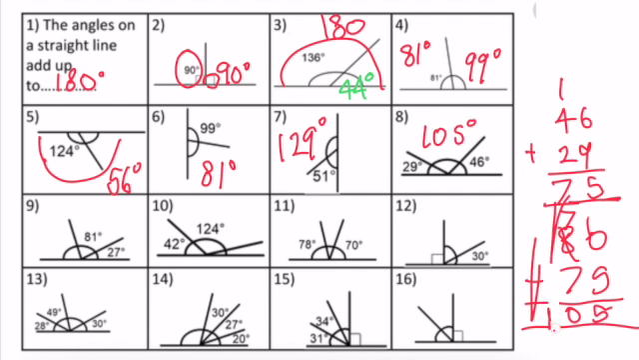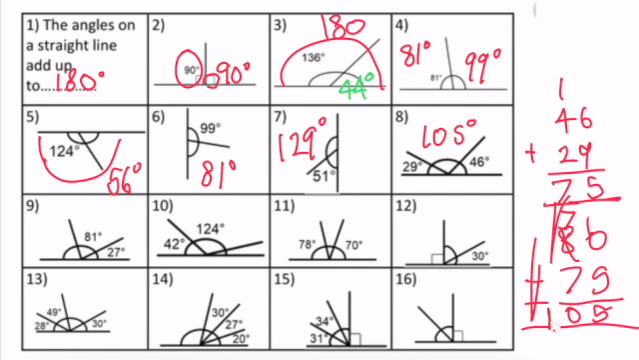I'm going to change colour so you can see that a bit better. 180 take away 166. 0 take away 6, can't do it, so that's 7. 10 take away 6 is 4. 7 take away 6 is 1. So it's 14 degrees.